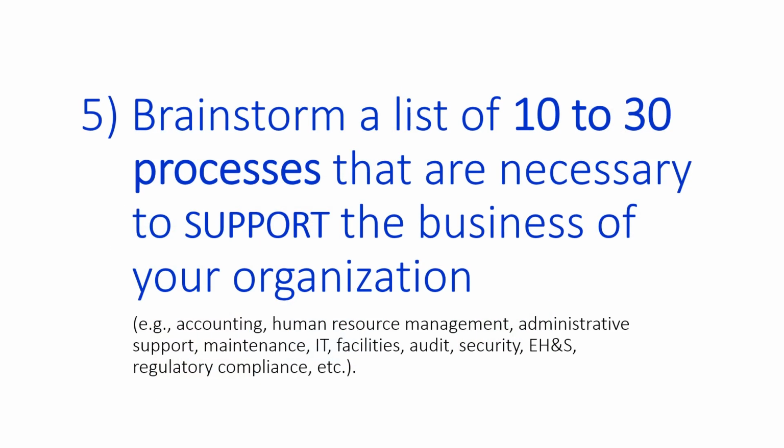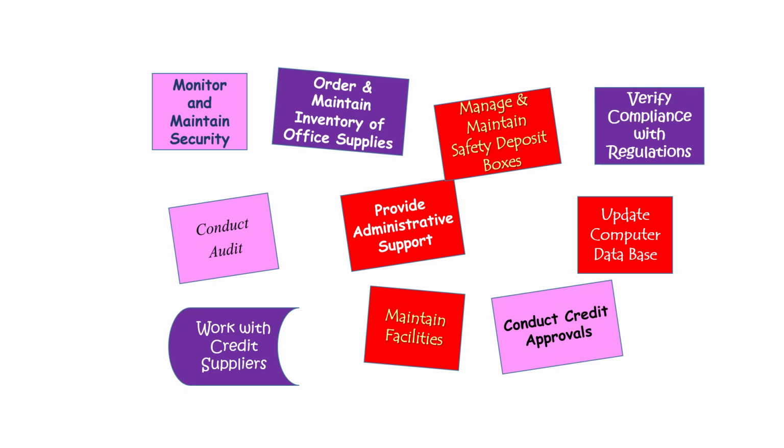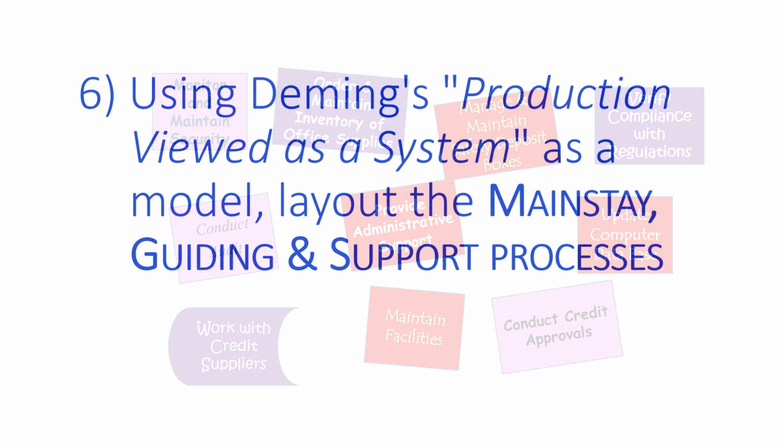The 5th step is to brainstorm a list of 10 to 30 processes that support the rest of the organization. These include processes such as accounting, human resources, admin support, maintenance, IT, facilities, audit, security, EH&S, regulatory compliance, and so on. These processes are also written on Post-it notes and placed on your board or work surface.